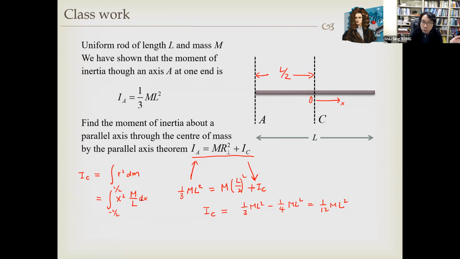If you do this integration carefully at home, you will find that it's exactly 1/12 ML squared. So of course you can use the integration to do it, and that produces the same result as we did with the parallel axis theorem.